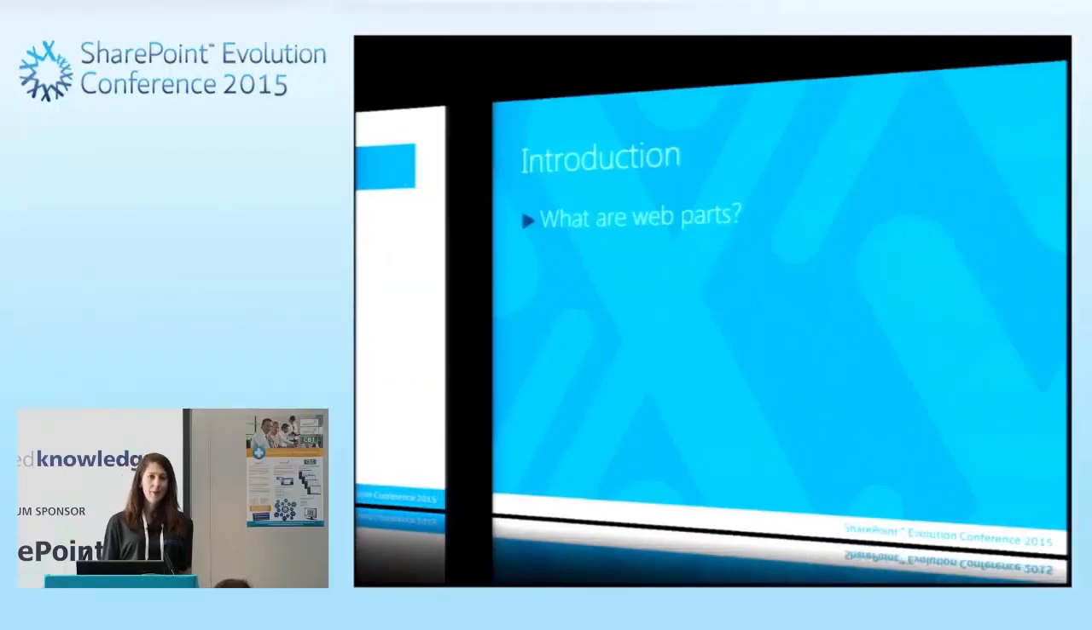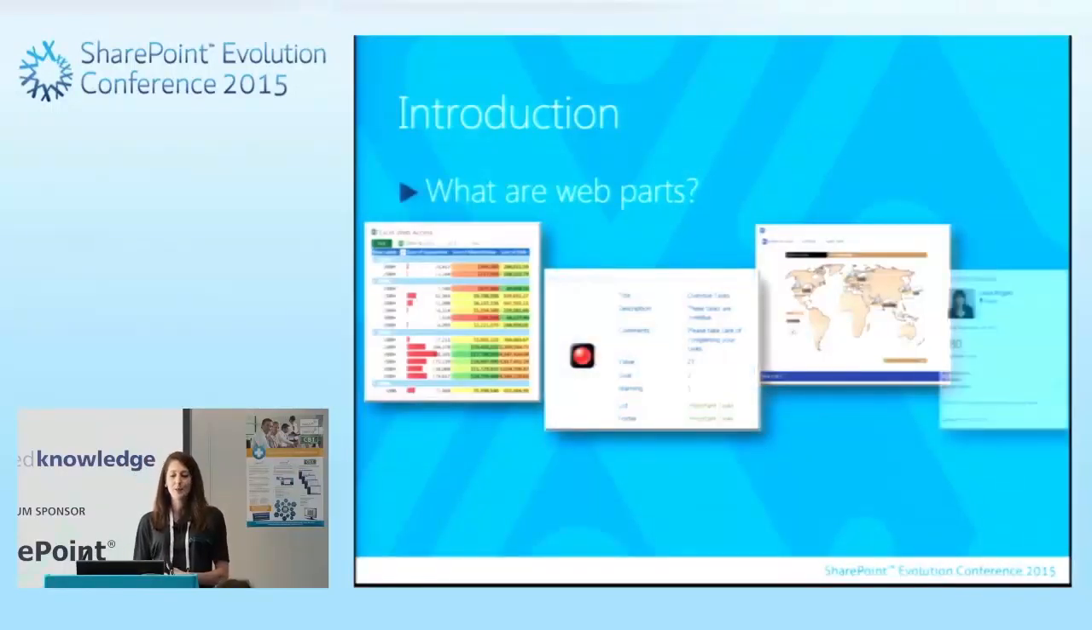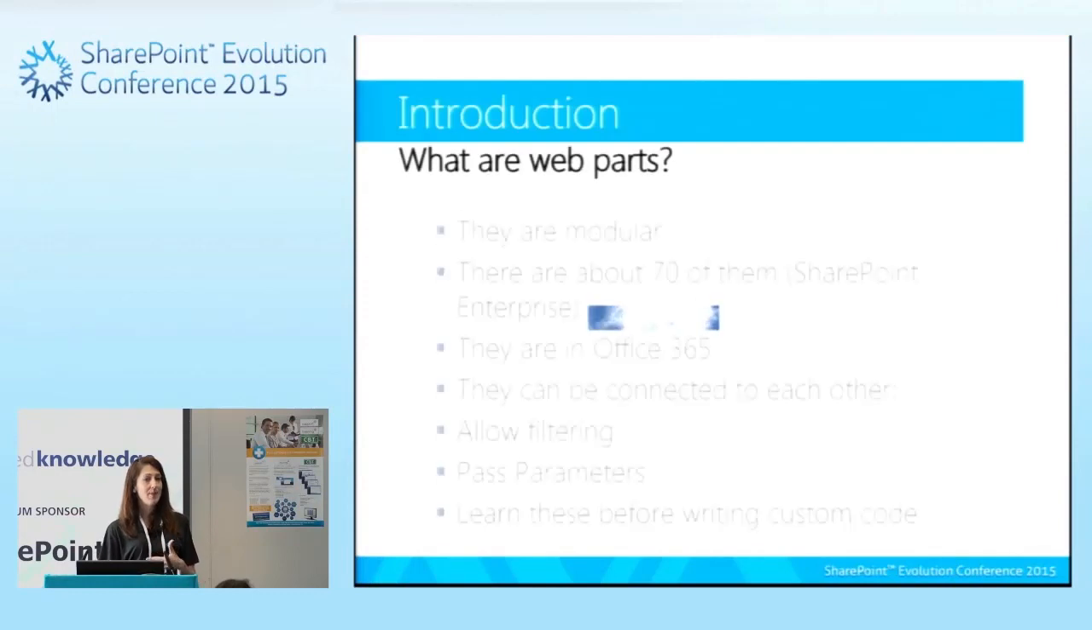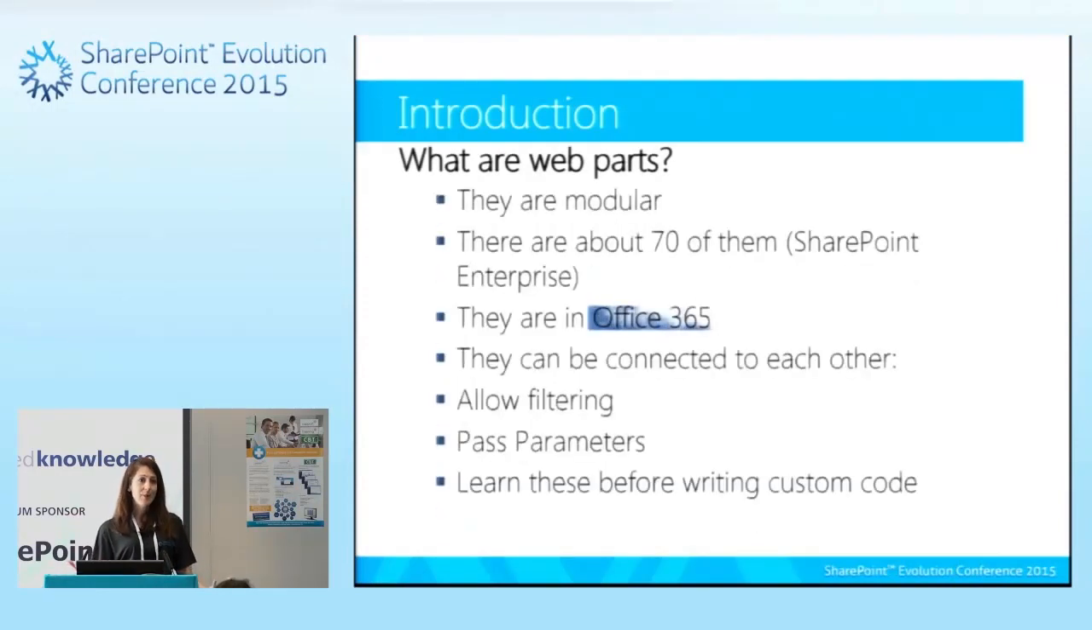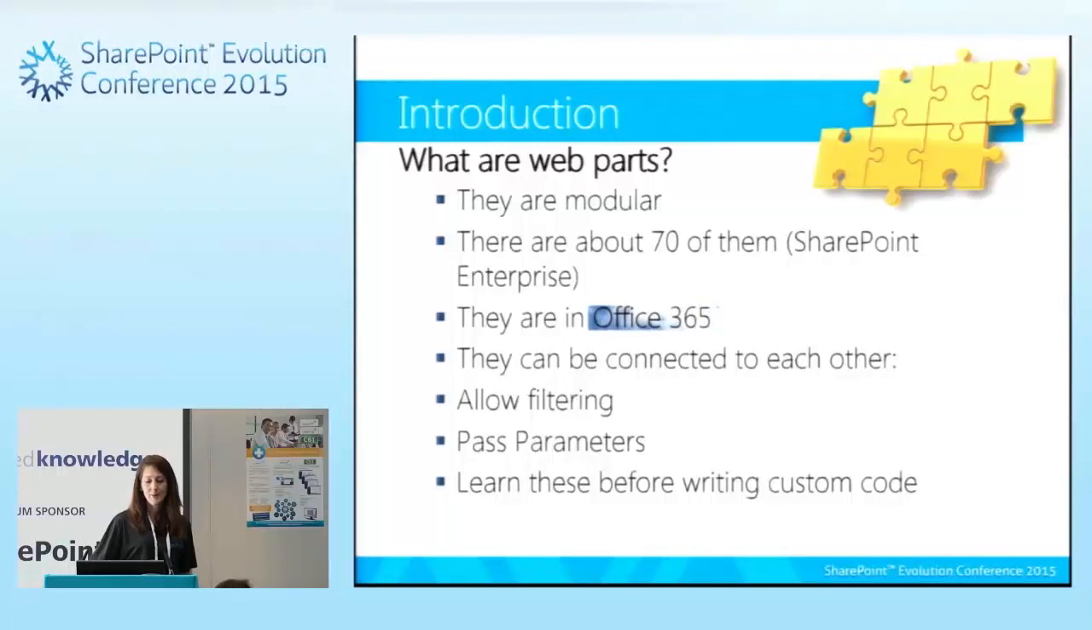All right, so what are web parts? Here are a few quick examples of web parts. They're modular. When you're looking at a page in SharePoint, they are the little rectangles that you can add to the page and rearrange and make them show you business data. People call these pages dashboards sometimes because you're just displaying the most important relevant information to your users. There are about 70 of them. Again, SharePoint Enterprise version or E3 and up. And of course, like I mentioned, they are in Office 365 in the cloud.